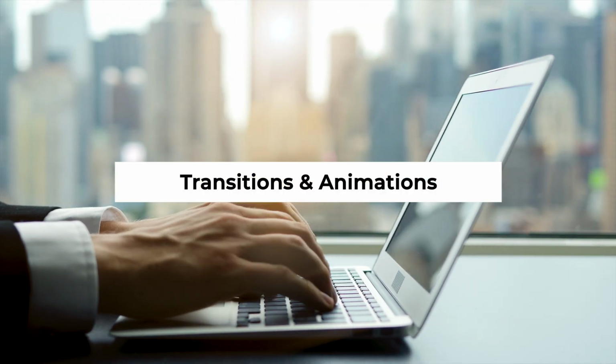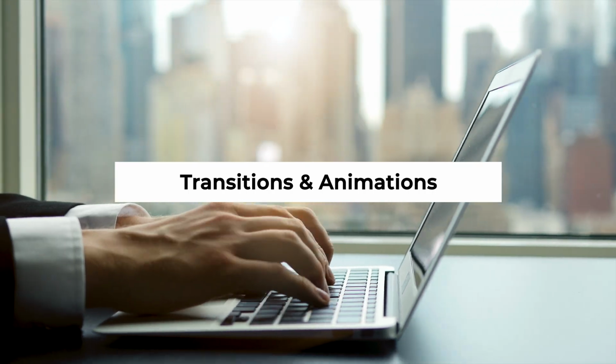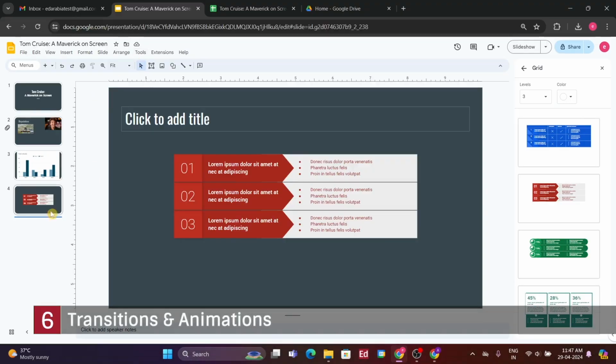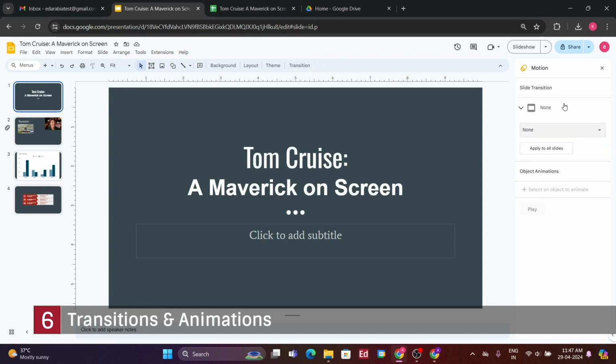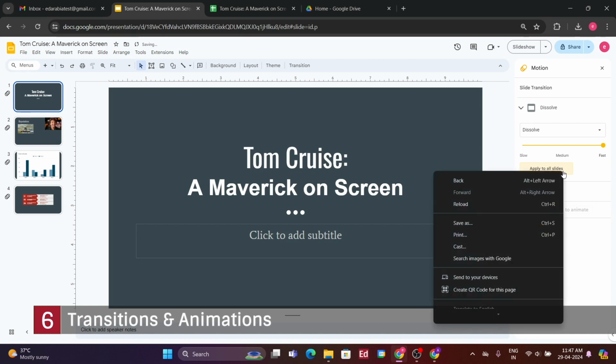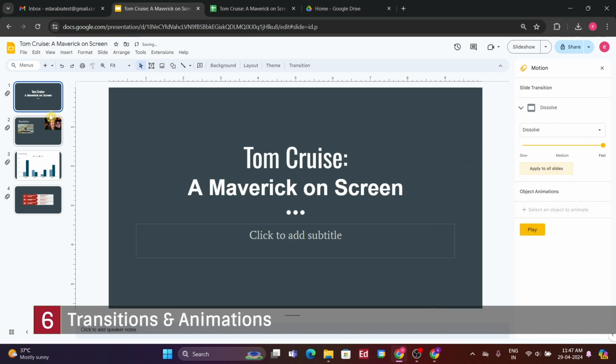Number 6. Transitions and animations. With the slide selected, you can either right-click and choose Transition, or simply click on Transition at the top. This will open up the motion options to the right of your slide. At the top, you can set the slide transition and adjust the speed of the transition. You'll also have the option to apply the transition to all slides if desired. You'll know a slide has a transition applied when it's marked with a small transition symbol to the left of it in your preview window.